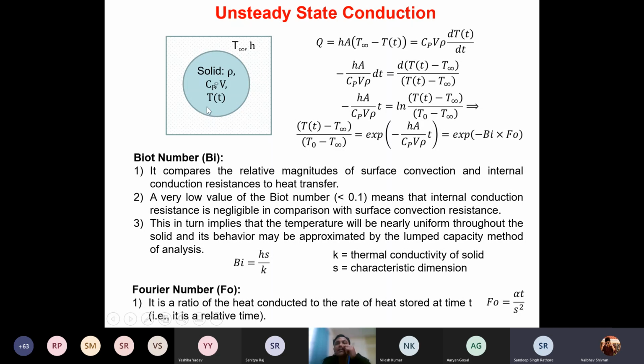Okay, so in such cases we can assume that this entire ball is a single unit, and the heat capacity of this entire ball we are considering a single unit, and we are assuming that the internal resistance of this ball is negligible. To have this assumption, we first need to calculate the Biot number. If Biot number is less than 0.1, then and only then can you assume that the internal resistance of this metal ball is negligible. Okay, and then only you can apply this entire analysis.